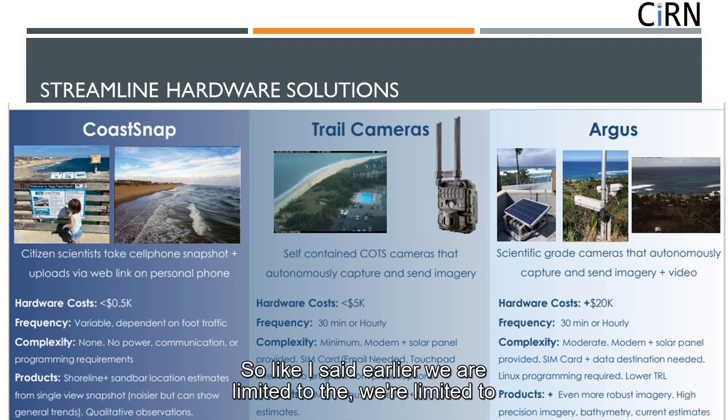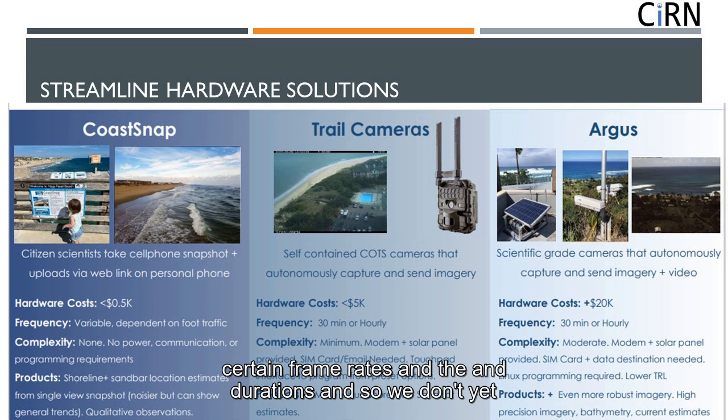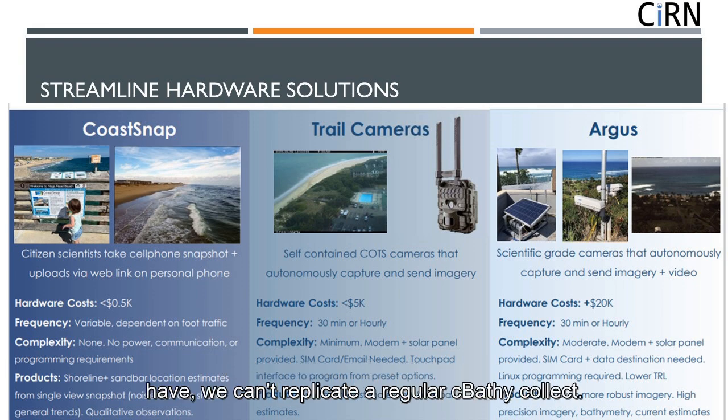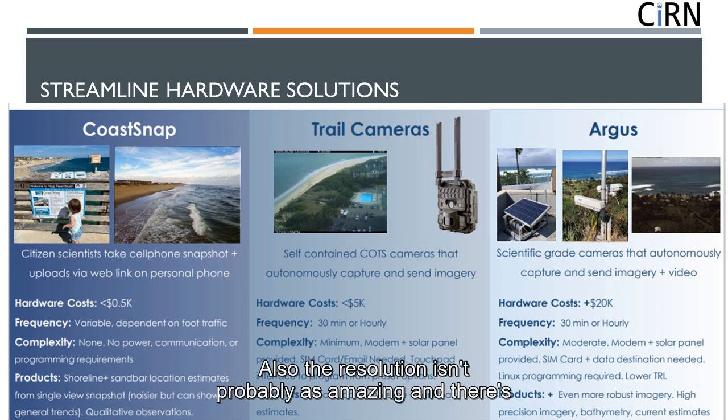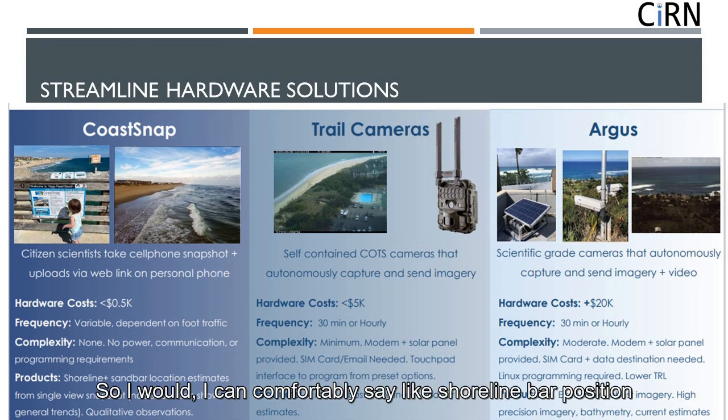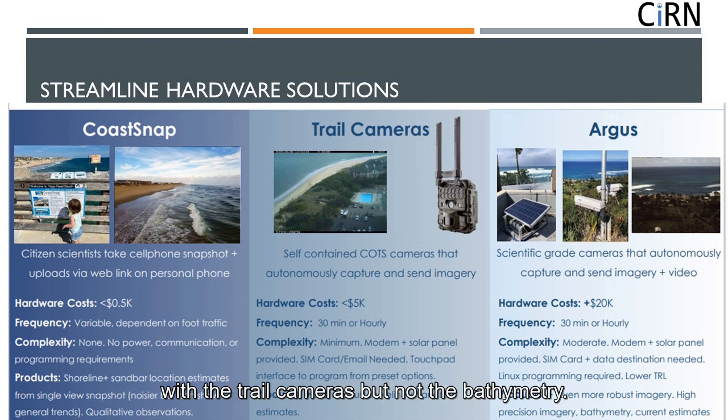So like I said earlier, we are limited to certain frame rates and durations. And so we can't replicate a regular CDAP collect. Also, the resolution isn't probably as amazing, and there's a rolling shutter. So I can comfortably say like shoreline bar position with the trail cameras, but not the imagery.